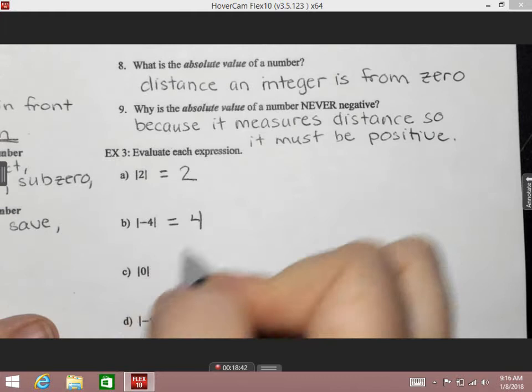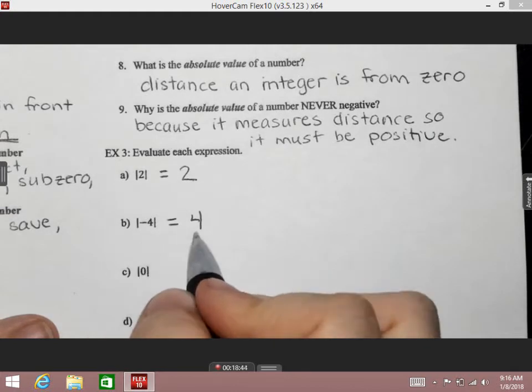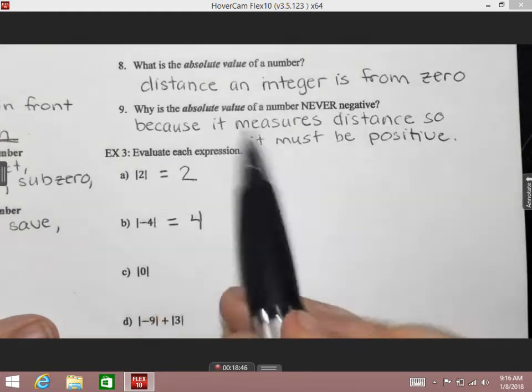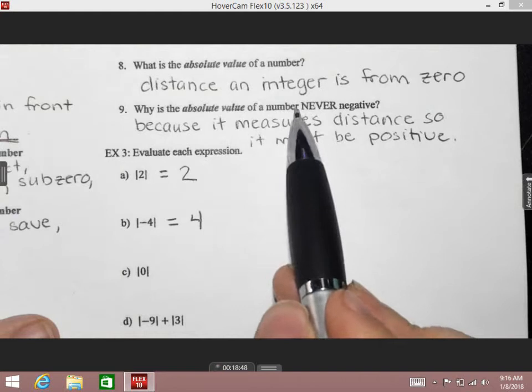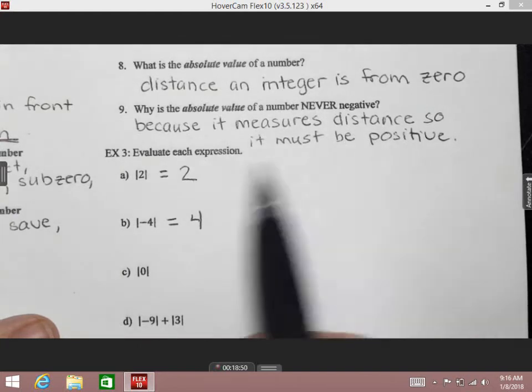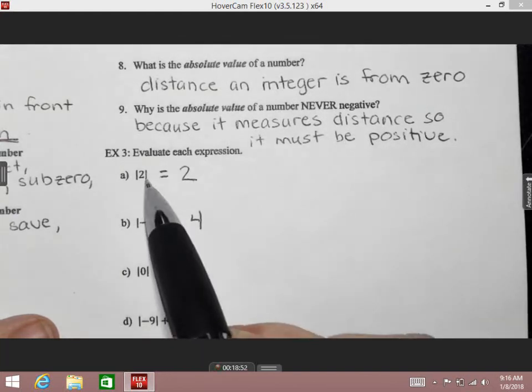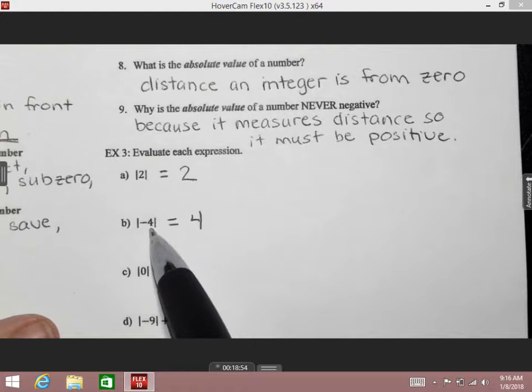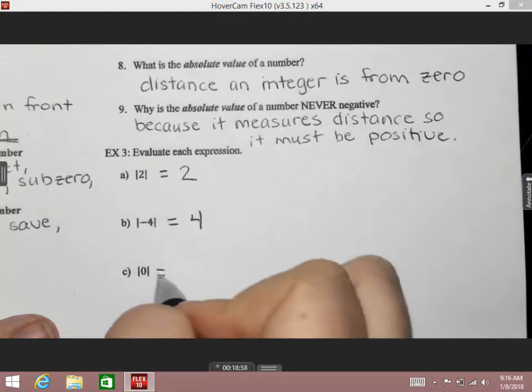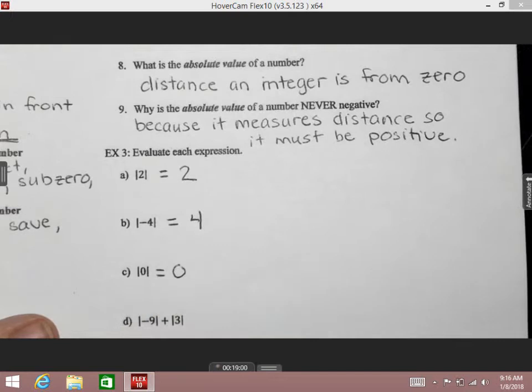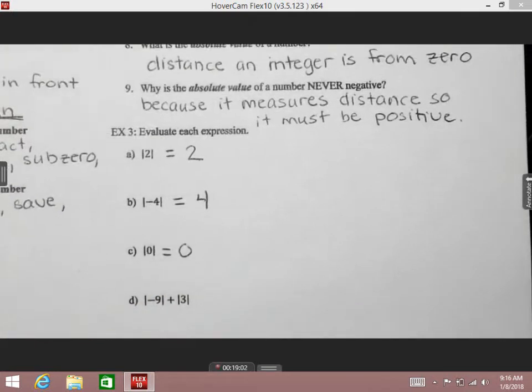4 spaces. So the absolute value of a negative number is a positive, because again, absolute value must always be positive. So even if it's the absolute value of a positive number, that's 2 spaces. Absolute value of a negative number, 4 spaces. How far is 0 from 0? 0 spaces. Okay.